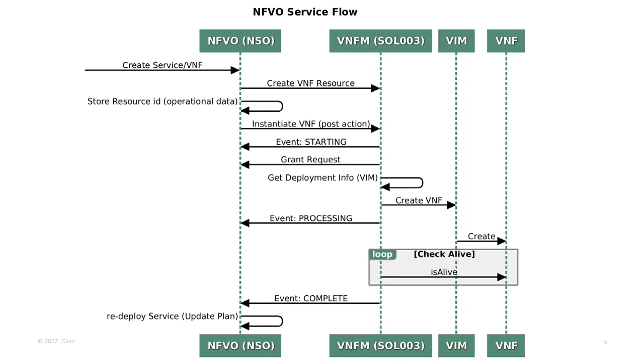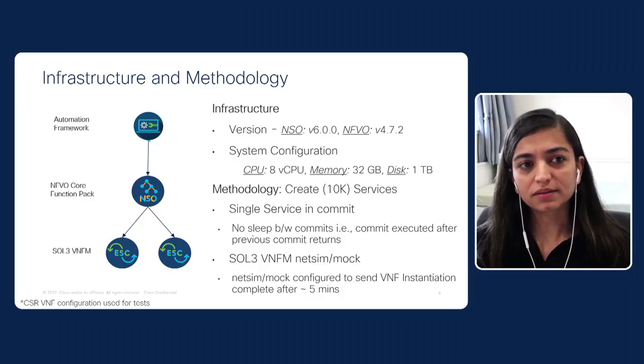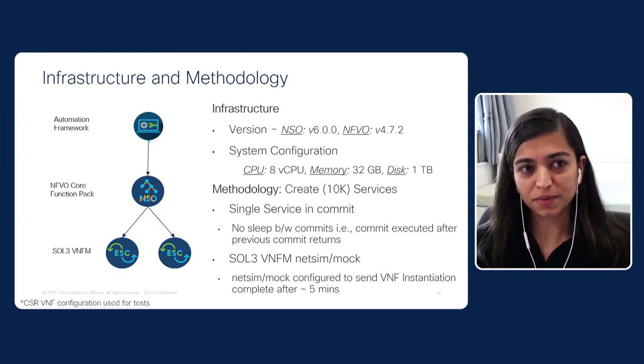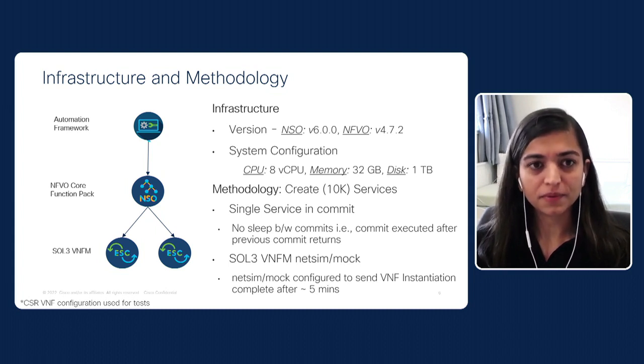This is the infrastructure and methodology that we use for NFVO scale test. There are a few main components here, starting with automation framework. Automation framework works as a twofold unit here. One is, as a OSS or VSS, sending create request to NSO, as well as monitoring resources on NSO. And then you have NFVO core function pack, which is installed as a package on NSO. And then you have Sol3 VNFM, which is the ESC version of Sol3 VNFM.